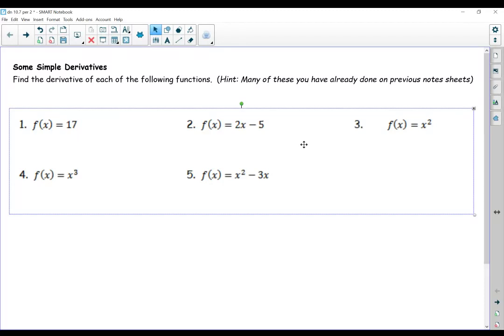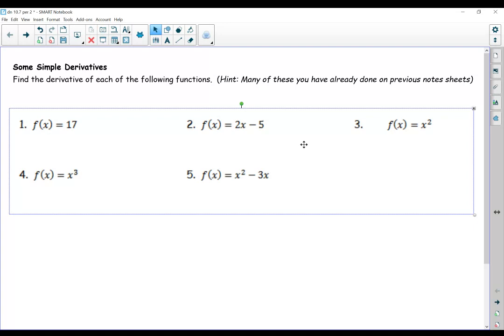So today I'm going to be going through the first day's notes on the Unit 3 packet. So if you have your packet collection, we're going to be starting Unit 3. You just took your Unit 2 Concept of the Derivative exam, so congratulations there. And we're going to be starting with going through some simple derivatives here.